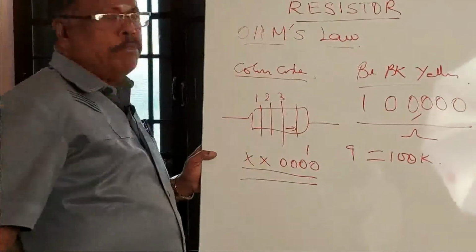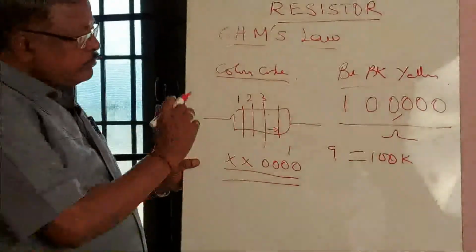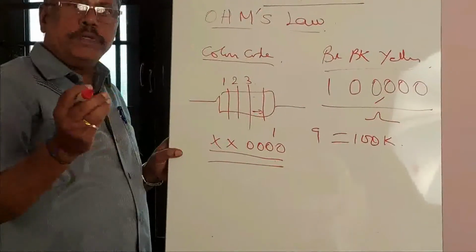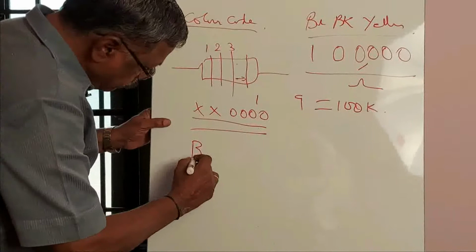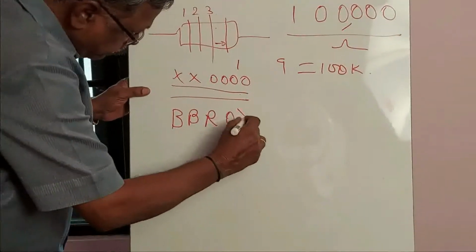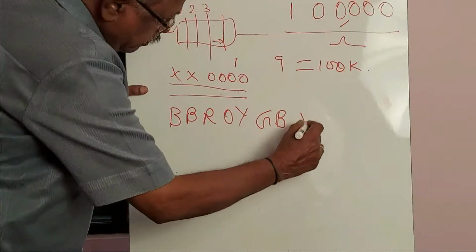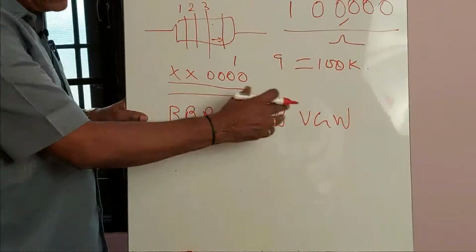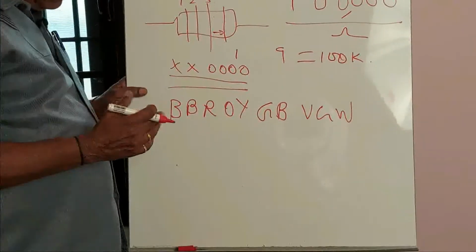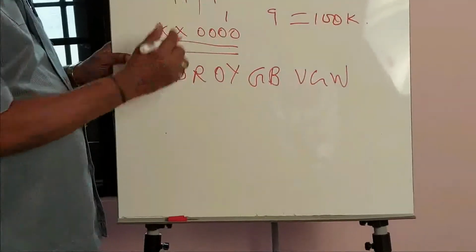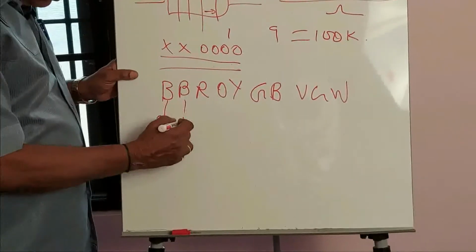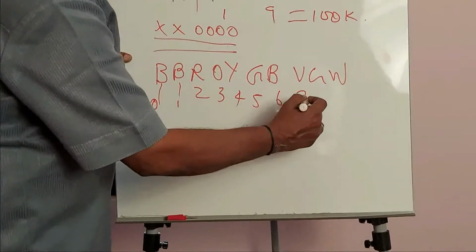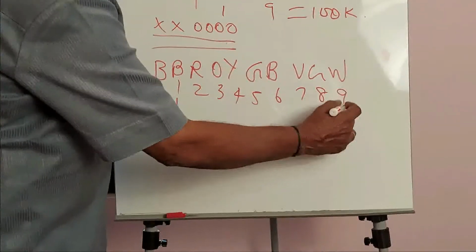To remember the color bands, a technician uses a slogan: B.B. Roy, Great Britain, very good wife. If you memorize this, you will be able to find out the value of resistors. This represents 0, this is 1, this is 2, this is 3, this is 4, this is 5, this is 6, this is 7, this is 8, and this is 9.